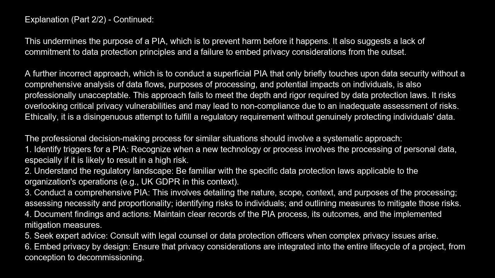This involves detailing the nature, scope, context, and purposes of the processing, assessing necessity and proportionality, identifying risks to individuals, and outlining measures to mitigate those risks. 4. Document findings and actions. Maintain clear records of the PIA process, its outcomes, and the implemented mitigation measures. 5. Seek expert advice. Consult with legal counsel or data protection officers when complex privacy issues arise. 6. Embed privacy by design. Ensure that privacy considerations are integrated into the entire lifecycle of a project, from conception to decommissioning.